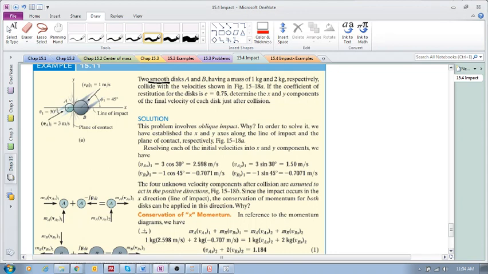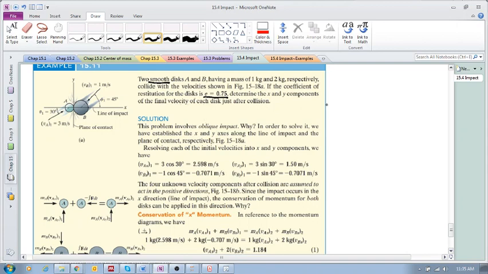So A is traveling at 3 meters per second at an angle of 30 to the line of impact, and B is traveling at 1 meter per second at an angle of 45 to the line of impact. And we have a coefficient of restitution of 0.75. Determine the x and y components of the final velocity of each disk just after collision.